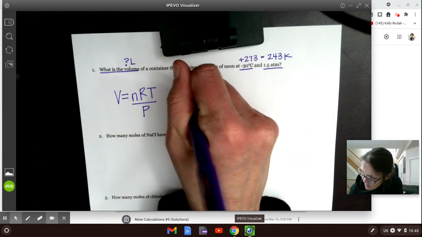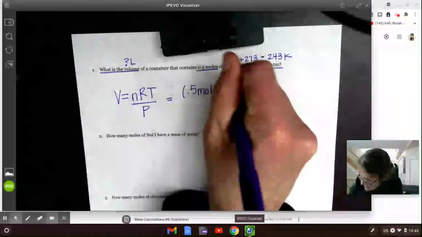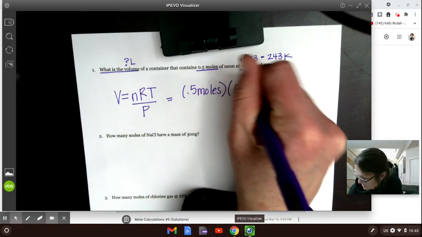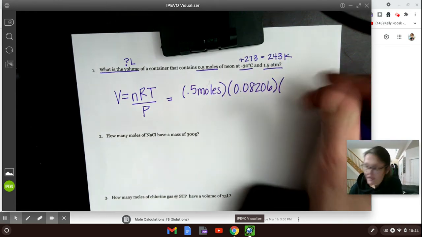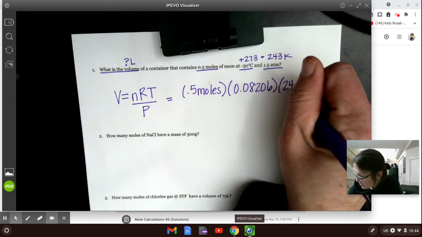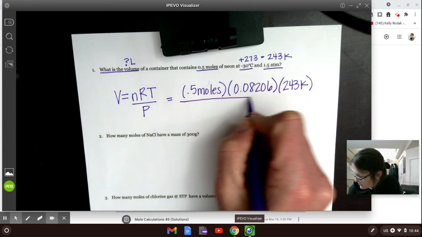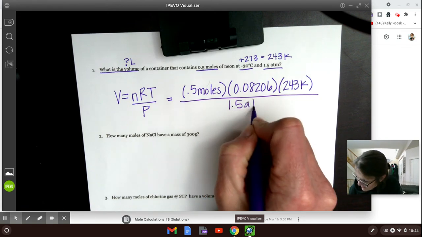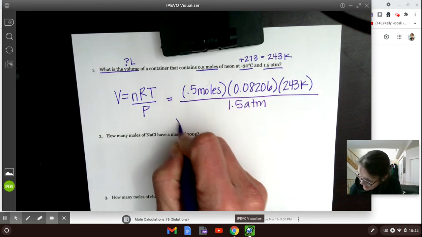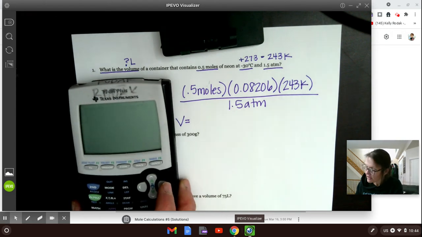So 0.5 moles is where I start. My R, of course, is 0.08206. My temperature I just calculated is going to be 243 Kelvin. And then, of course, my pressure is 1.5 atmospheres. So then I'm just simply plugging and chugging, right? I'm taking those numbers and putting them right into my calculator.